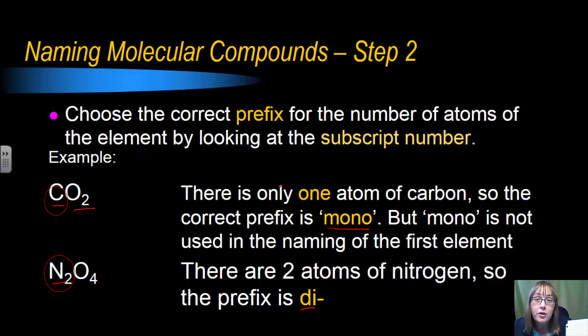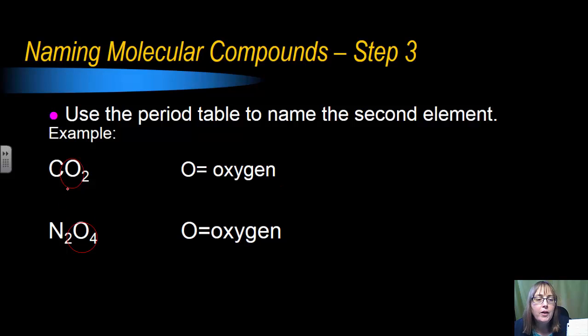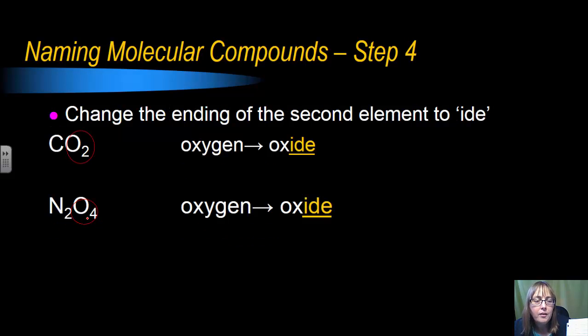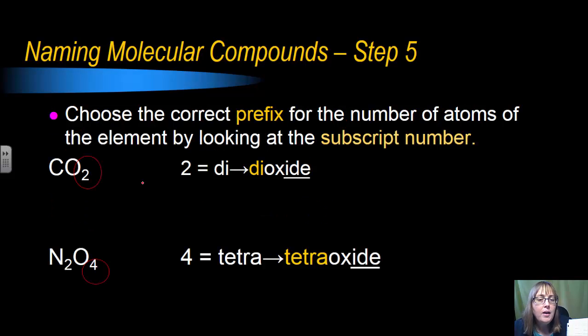But I'll talk about that again when I talk about mono, so carbon monoxide. So here we've got, for our second element, we look at the name right there. It's oxygen, okay? And here again, it's oxygen as well, but we're going to be looking at the subscript. Instead of calling it oxygen, the second element is always going to have the "ide" ending, just like we did with ionic compounds. And we end up looking at the subscript number.